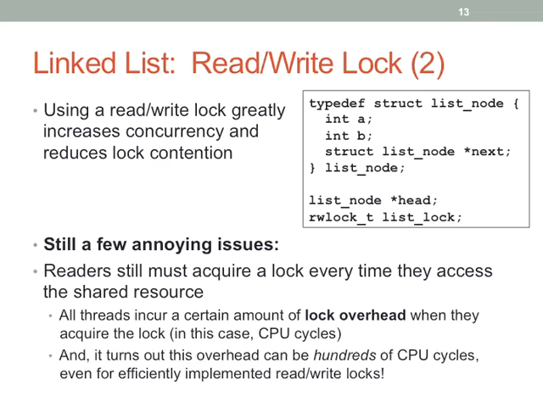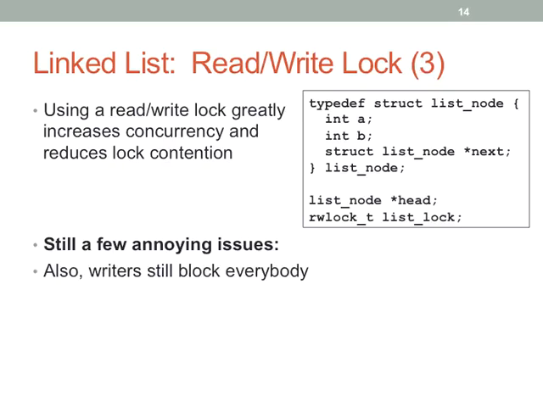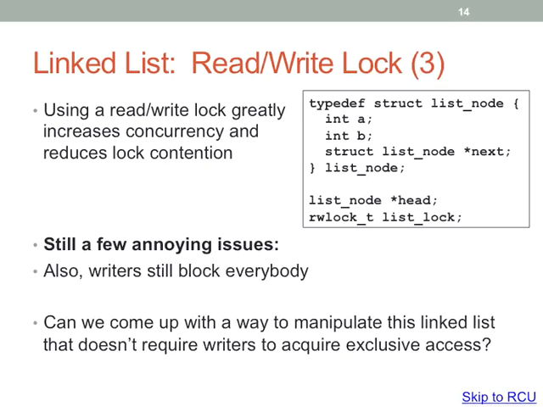So I already mentioned lock contention. Lock overhead is the other thing that's a bad thing about using locks. Readers are always incurring this cost, even though we know that most of the time we're just reading. Writers still block everybody, too. So the question is, can we come up with a way to manipulate this linked list that doesn't require writers to have exclusive access?